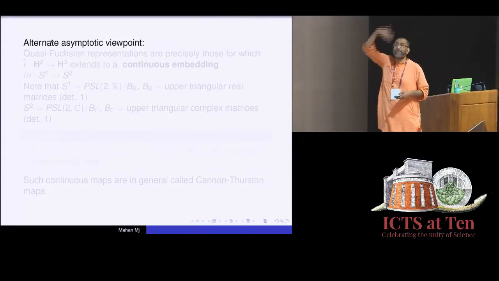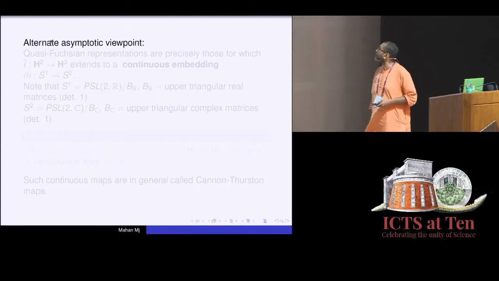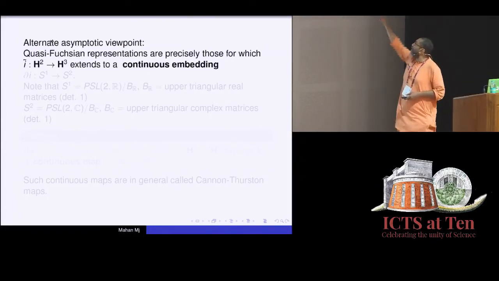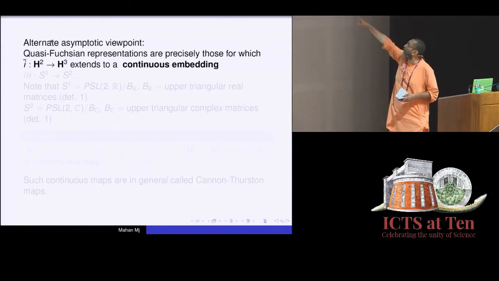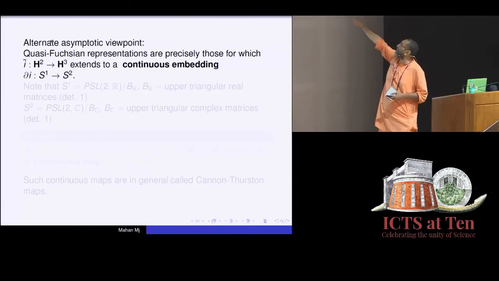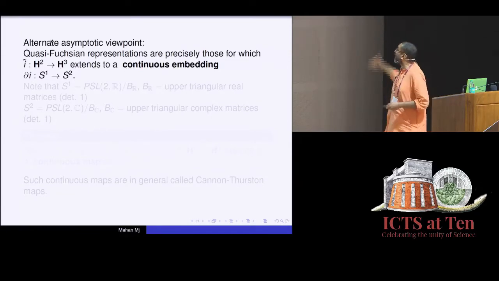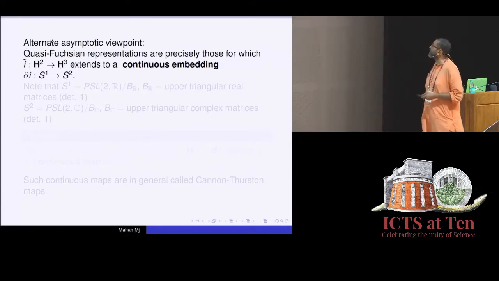Instead of hyperbolic 3 space, you look at the boundary, which is the Riemann 2 sphere. So the quasi-Fuchsian representations are precisely those for which the inclusion of the hyperbolic plane into the hyperbolic 3 space extends to a continuous embedding from the circle to the sphere. Mind that this is two things: it's continuous and it's an embedding. So the circle just sits topologically inside the 2 sphere, and that characterizes these quasi-Fuchsian representations.